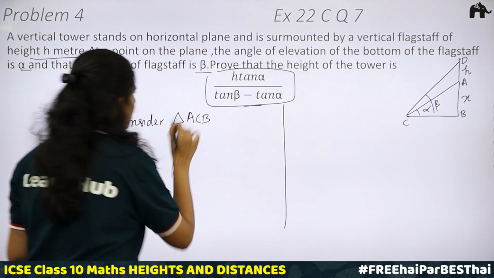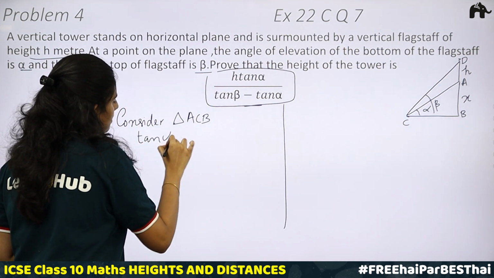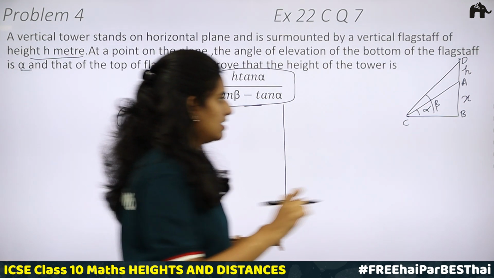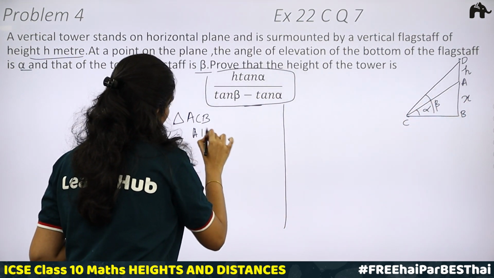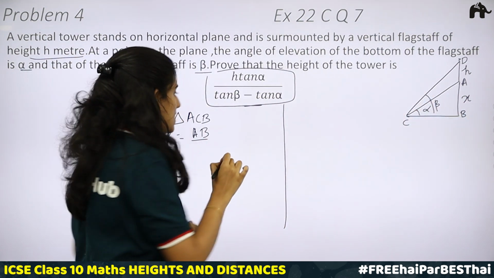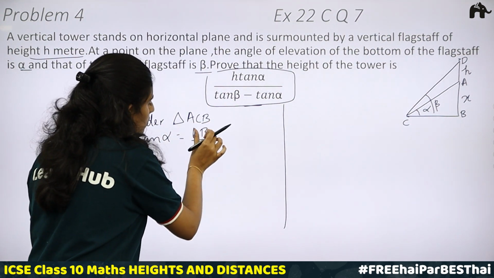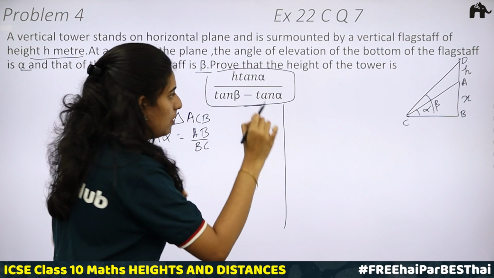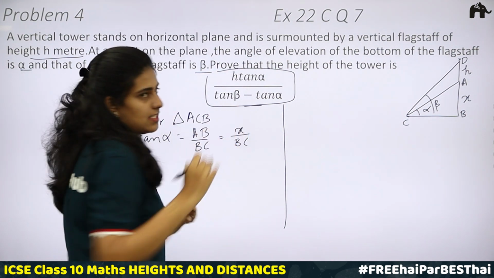What is tan alpha? We need tan alpha and tan beta, right? Tan alpha is opposite by adjacent. Here opposite is AB and adjacent is BC. AB by BC. Tan alpha is equal to AB divided by BC. AB is x divided by BC. We can keep it as it is.